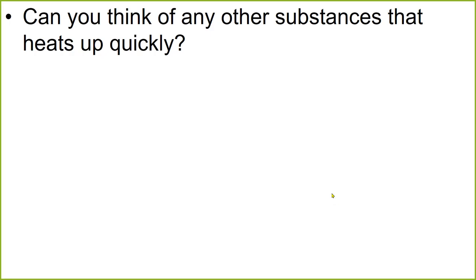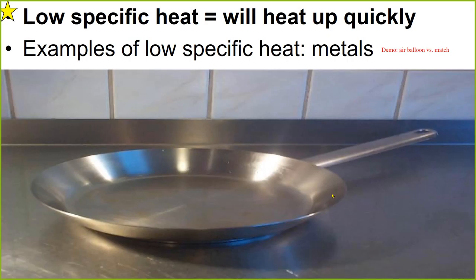Steel. All right? So all of these things happen to be metals, okay? These are things that you guys are familiar with. This is what's known as low specific heat. That means that the object will heat up quickly. All right, low specific heat: the object will heat up quickly. And that almost seems kind of backwards, but if you think about it, it kind of makes a little bit of sense. So low specific heat means it doesn't need a whole lot.